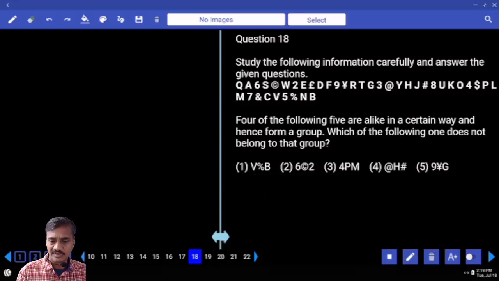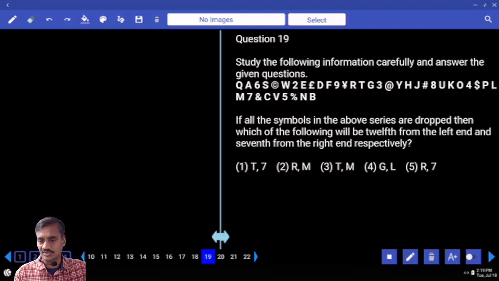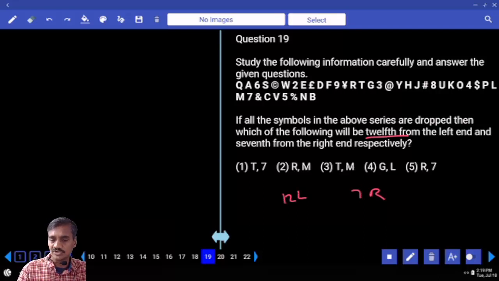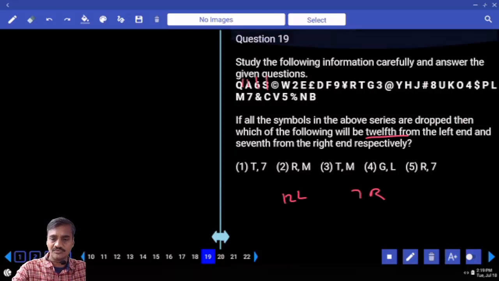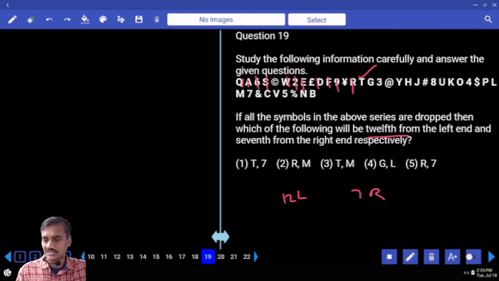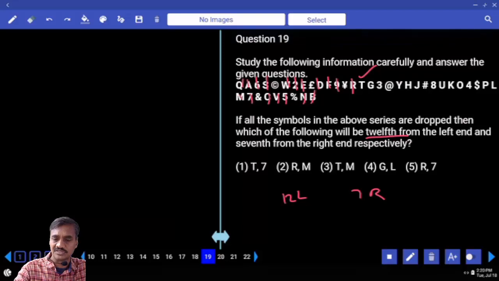The next one, 19th one. If all the symbols in the above series are dropped, then which of the following will be 12th from the left and 7th from the right? Now 12th left and 7th right we need to find out, without the symbols. 12th from the left: 1, 2, 3, 4, 5, 6, 7, 8, 9, 10, 11, 12. Now T is the first element we have. And the next one, 7th from the right without the symbols: 1, 2, 3, 4, 5, 6, 7. M. T and M, that is choice 3, question number 19.